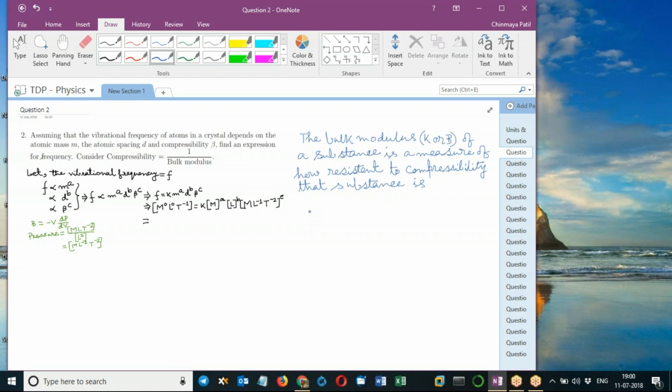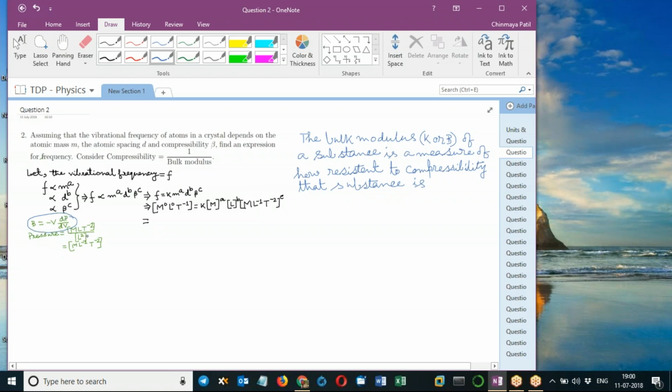There is another formula I have written here. Bulk modulus B is equal to minus V into dP by dV. It means you are applying the pressure, and by applying the pressure, how the volume is getting changed. So minus V into dP by dV, that is called the bulk modulus. Now, V and dV both have the same dimension, so that gets cancelled out.